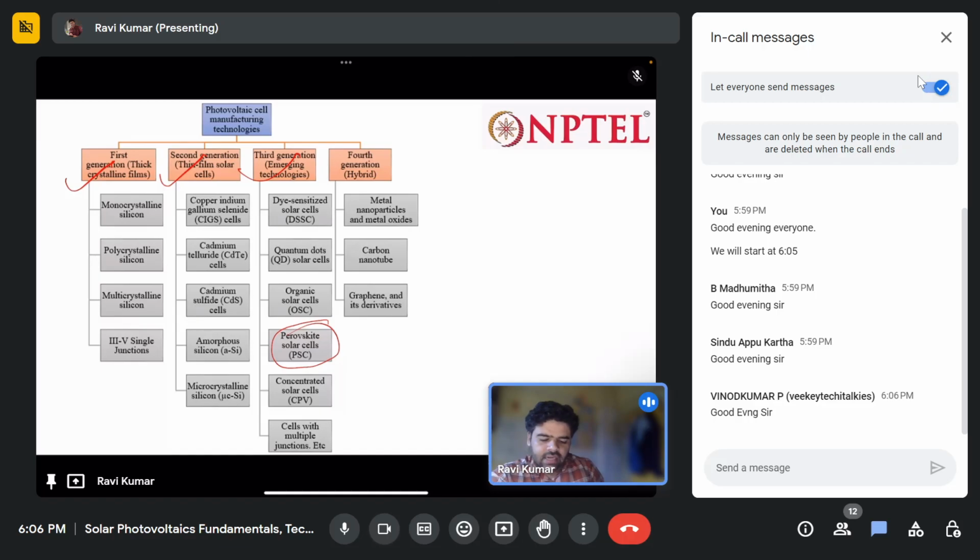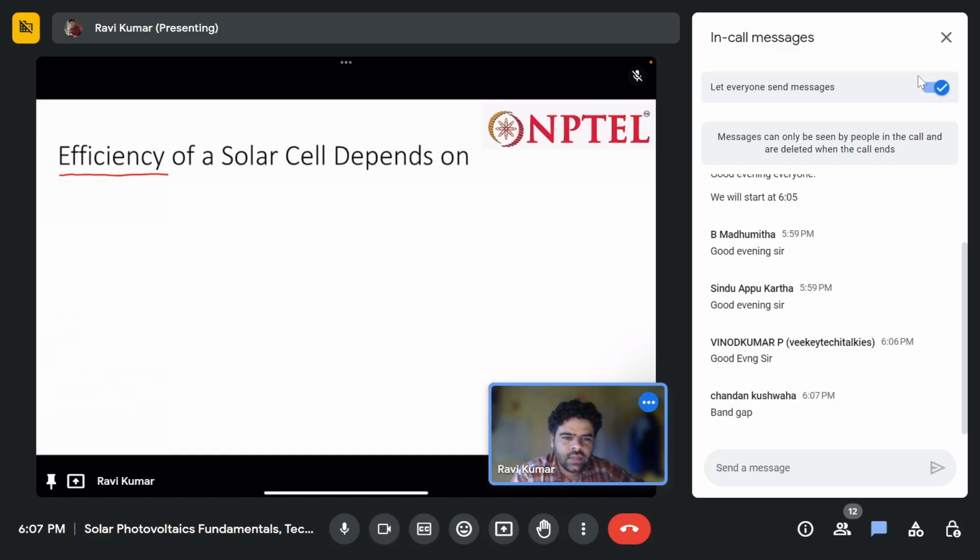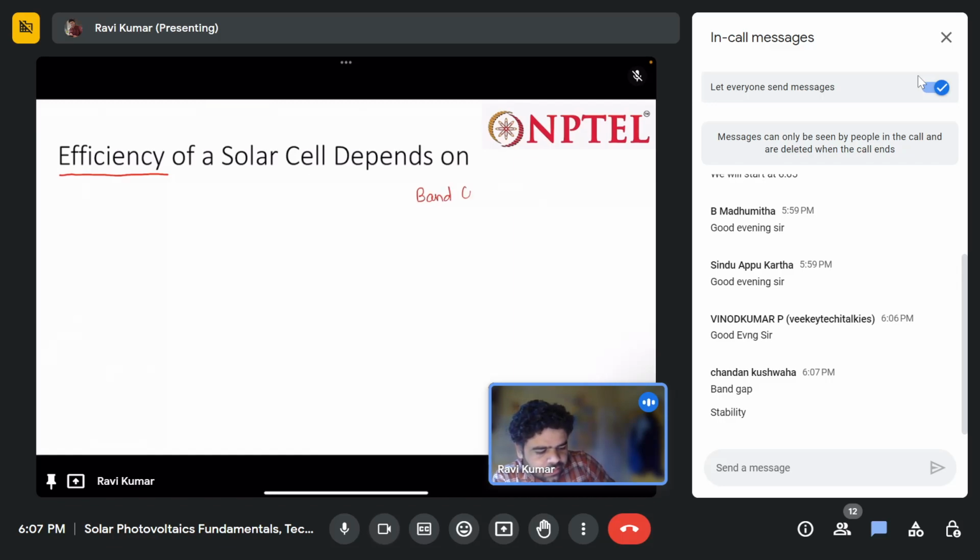As I discussed in the last class as well, just let me know what are the factors on which the efficiency of a solar cell depends. On what factors does the efficiency of a solar cell depend? Write whatever is coming in your head, just write in the chat box. Band gap. Okay, I'll write here band gap.